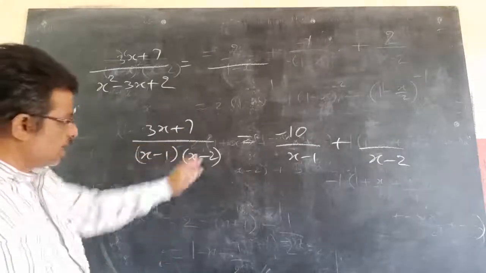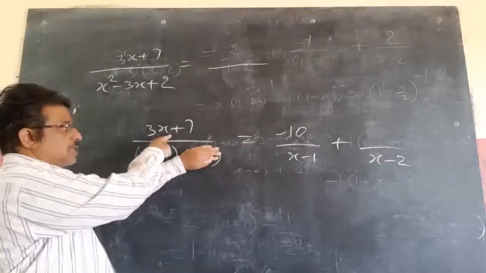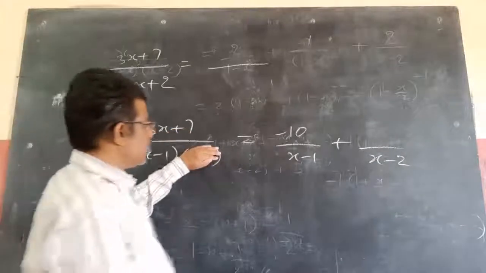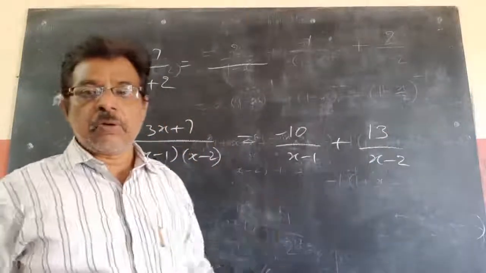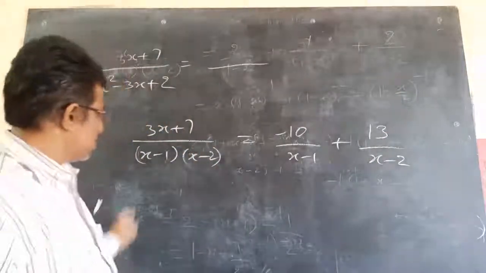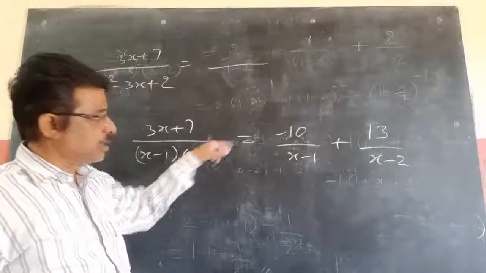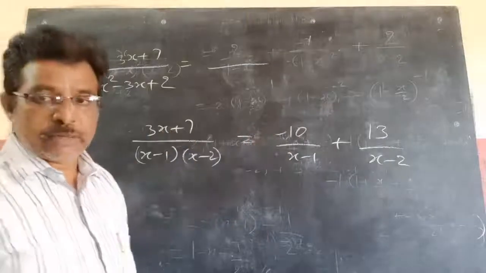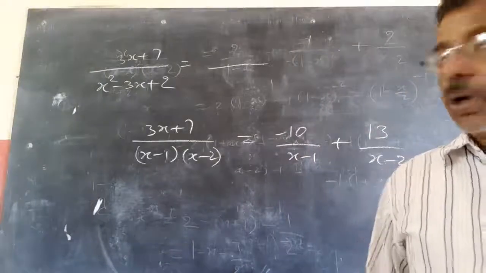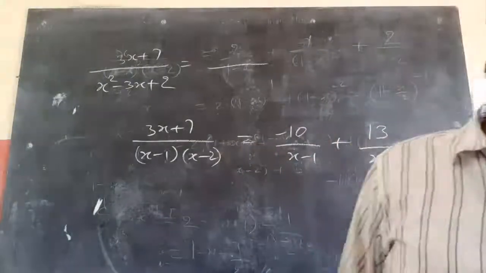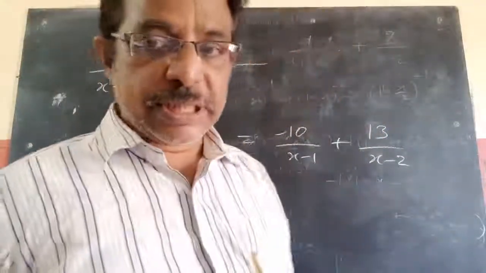If I want B, close this and keep x equal to 2 in the remaining part. So 3 into 2 is 6 plus 7 is 13, by 2 minus 1, which is 1. So 13. No need to solve anything, just mental calculation. Close that, and substituting in the remaining part you will get that value. So minus 10 by x minus 1 plus 13 by x minus 2. How simple it is! Check it. Like this you can do it in a very fast manner if you use this technique.